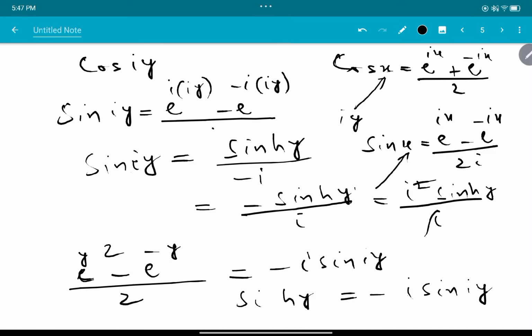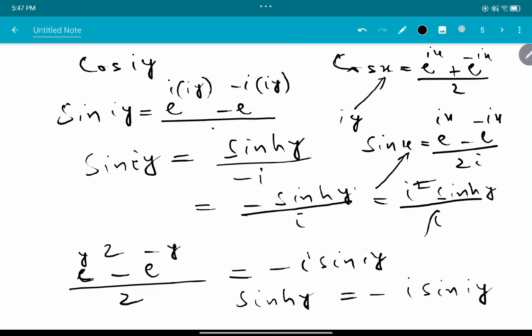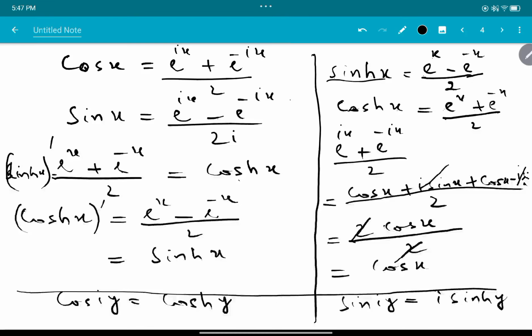So we have now sine iy is equal to i hyperbolic sine y, and here you find cos iy is equal to hyperbolic cos y. It is as if cos absorbs i, while sine cannot absorb it, so it comes out. We will be using all these relations here.